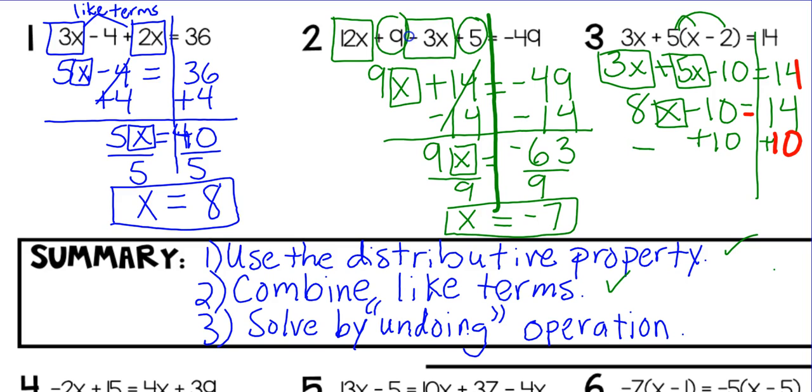Okay. Yes, yes, yes. Cancel out. I bring down my 8x equals 14 plus 10. 24. Divide both sides by 8. And then x is equal to 3.